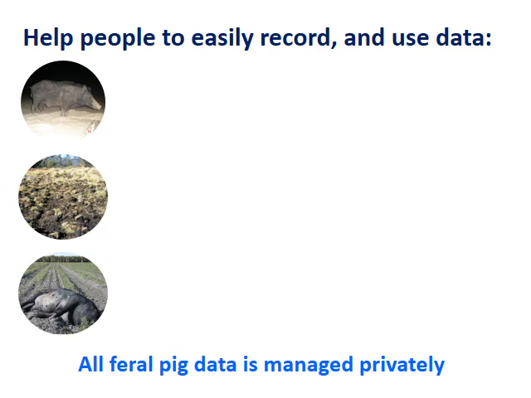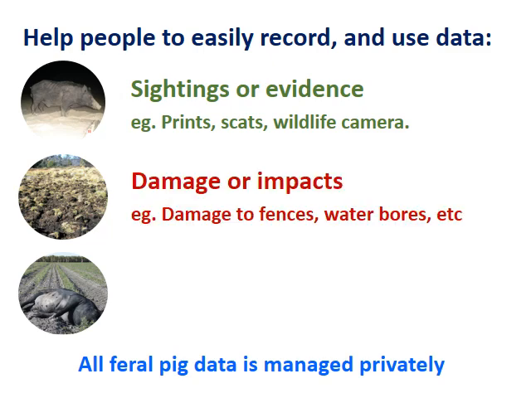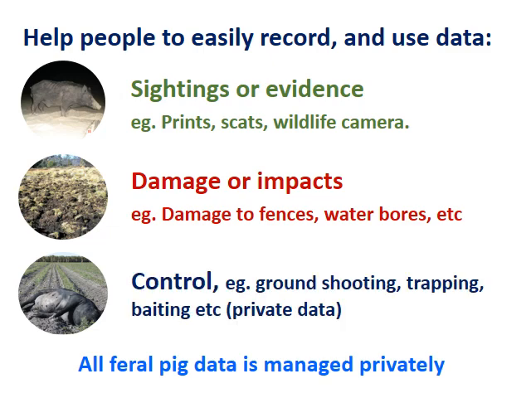The sorts of information you can record about pest animals in your area, such as feral pigs, include sightings or evidence of those animals, the damage or impacts that they may be causing on your property or in your local area, and also the control activities that you may be undertaking.